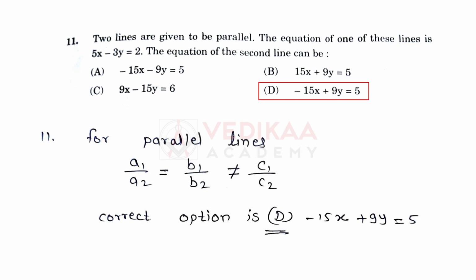The equation of one of the lines was given to you and the equation of the second line was asked. Now we know that for parallel lines, what is the condition? A1 upon A2 should be equal to B1 upon B2, should not be equal to C1 upon C2. So if you check each and every option, options A, B, C were incorrect. So the correct option is D. So the equation of the second parallel line is minus 15x plus 9y is equal to 5.